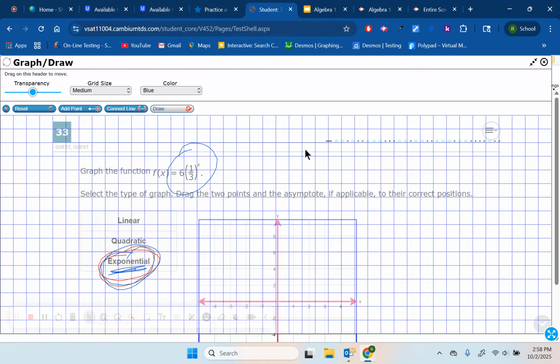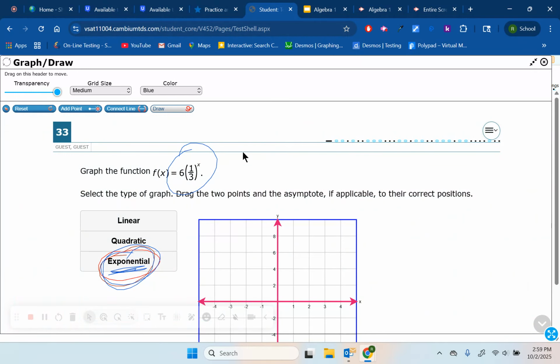So let's go over what this means. All right, so it means this. F of x equals a times b to the x, right? That's the power. The a is your y-intercept, right? That's where you start. I start at the 6. So I'm going to click this coordinate right there. Then the b, if it's less than 1, this guy's graphing down. So we're going down this way, something like that. That's kind of what it's going to look like. And it's a third.